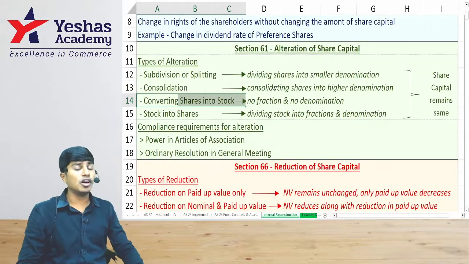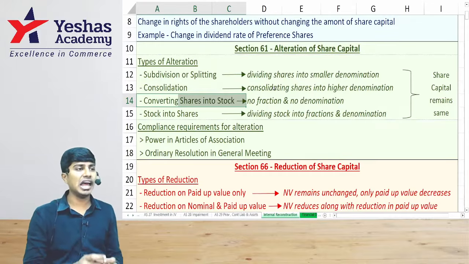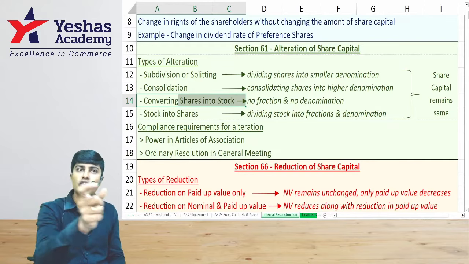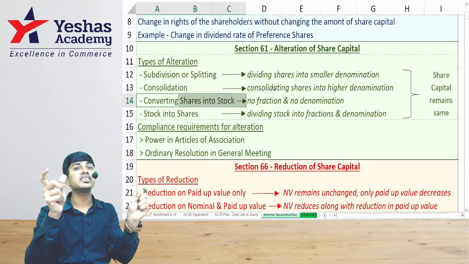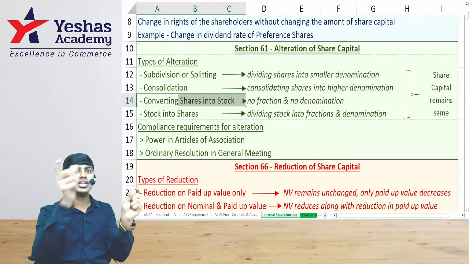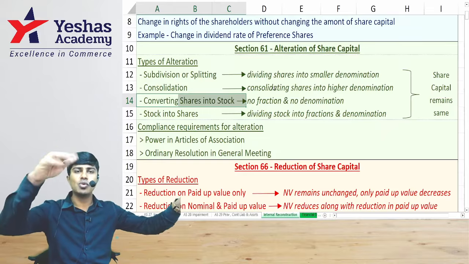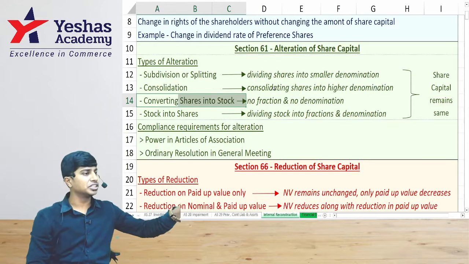Next one is conversion of shares into stock. Whenever we talk about share capital, it will have fraction and denomination. Meaning 10,000 shares of rupees 10 each. 10 each is denomination. 10,000 shares is fraction. So 10,000 shares into 10, 1 lakh. The company wants only 1 lakh. It doesn't want that fraction of 10,000 shares. It doesn't want the denomination of rupees 10.